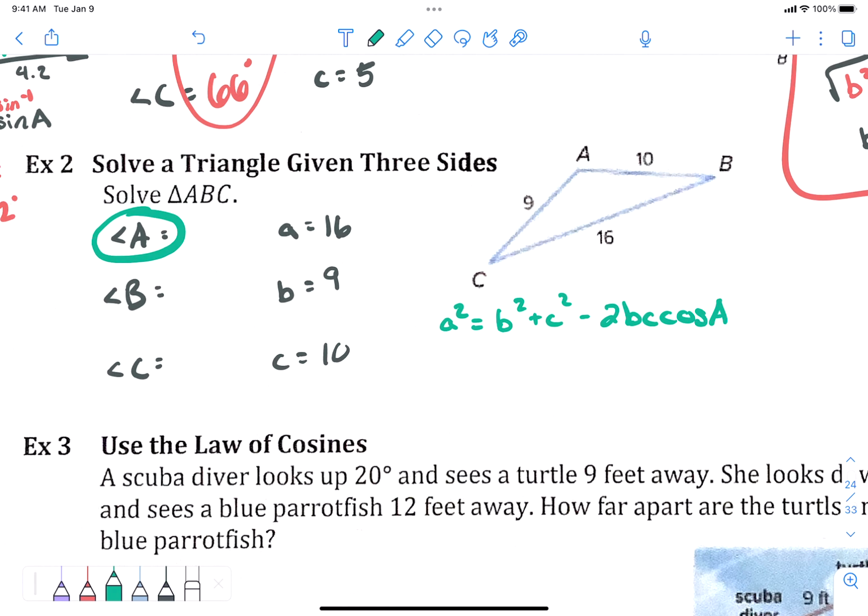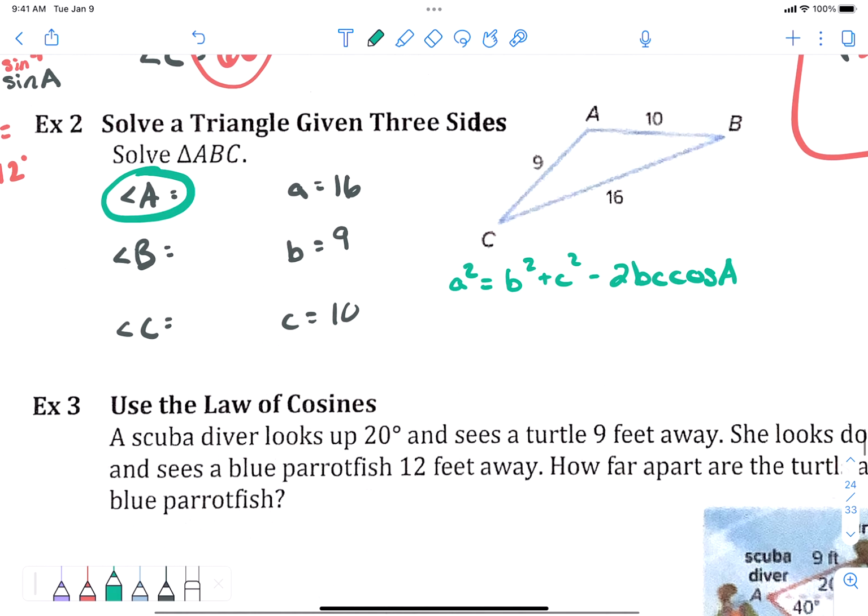The problem with this one is we're solving for the angle, not the side like we were up above. Here we were solving for side b. Here we're solving for the angle. So there's just one little difference, and this one's a little bit more of a pain. But it's not too bad. Okay, let's start plugging stuff in.